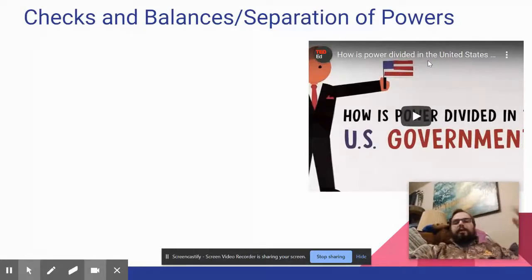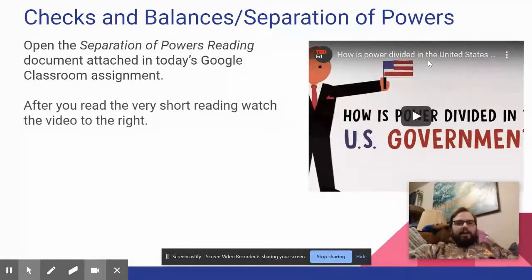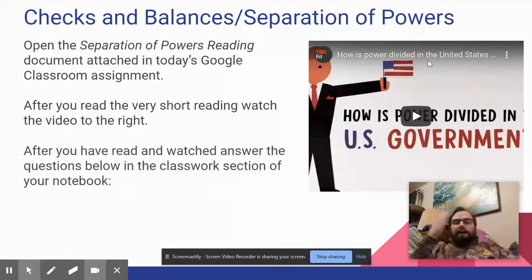Checks and balances and separation of powers. What do you need to do here? First, there's a short reading, very short, less than a full page. You're going to open up the separation of powers reading document attached in today's Google Classroom assignment. And then after you've read that, you're going to watch the very short video over here on the right, which is also going to tell you about checks and balances and separation of powers. Then after you have read the document and watched the video, which should take you less than 10 minutes, you have 3 questions to answer in the classwork section of your notebook.